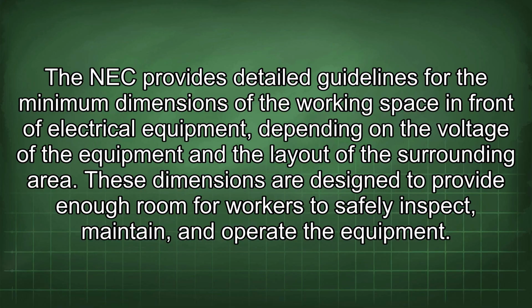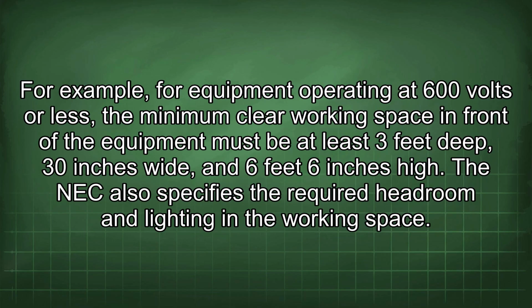These dimensions are designed to provide enough room for workers to safely inspect, maintain, and operate the equipment. For example, for equipment operating at 600 volts or less, the minimum clear working space in front of the equipment must be at least 3 feet deep, 30 inches wide, and 6 feet 6 inches high.